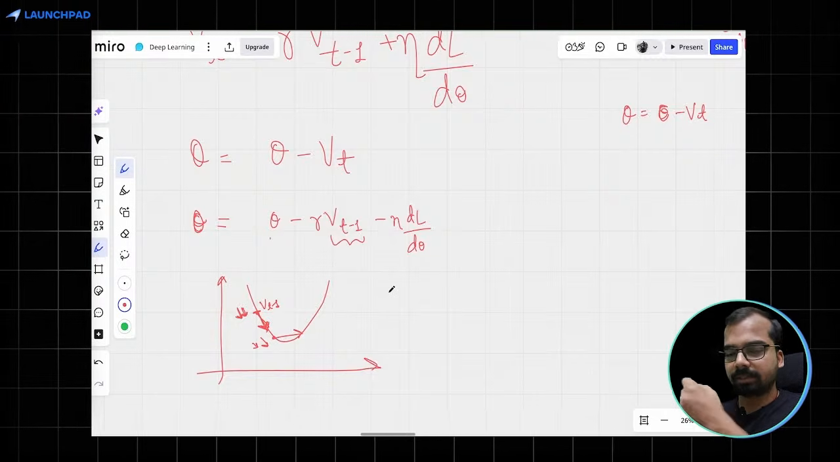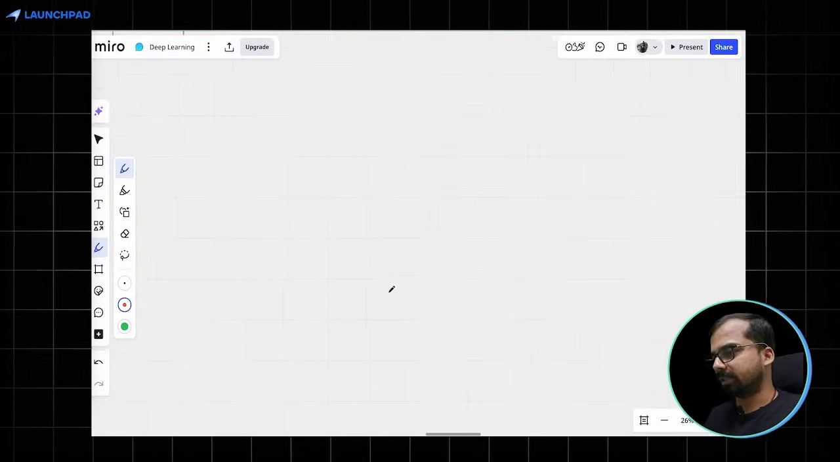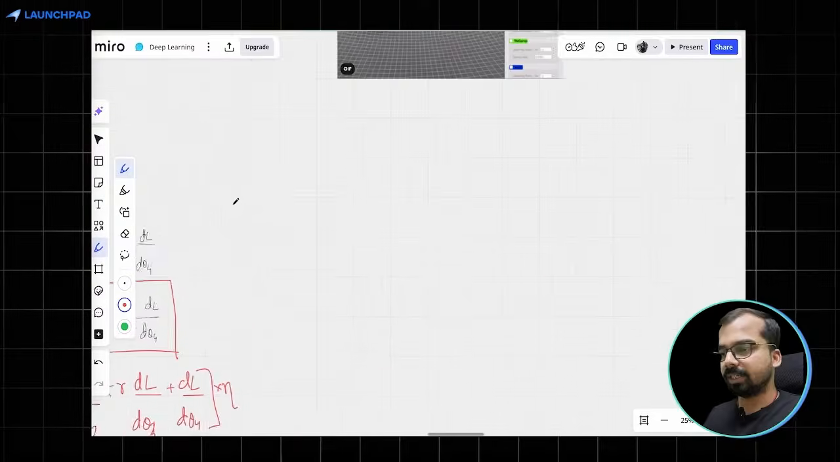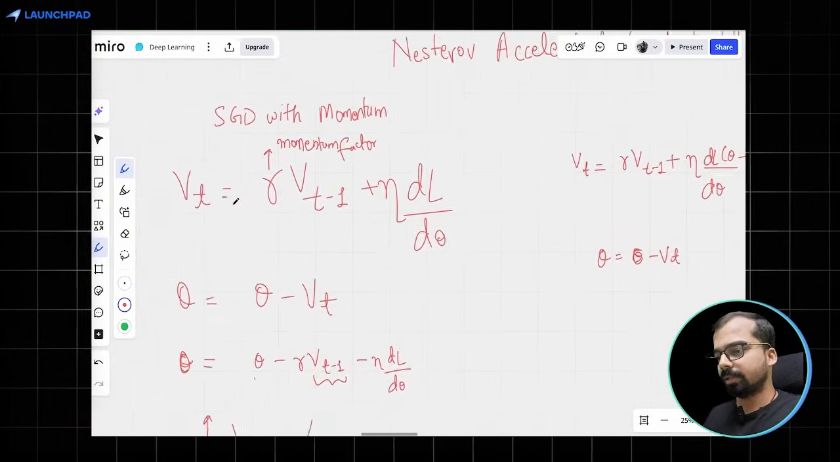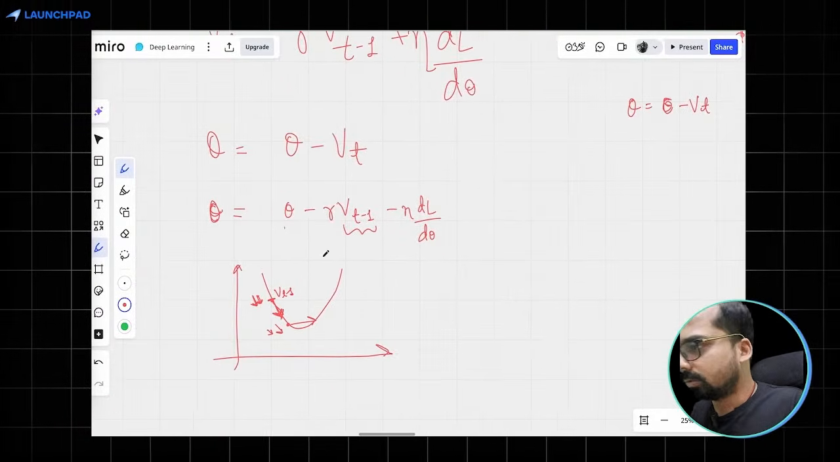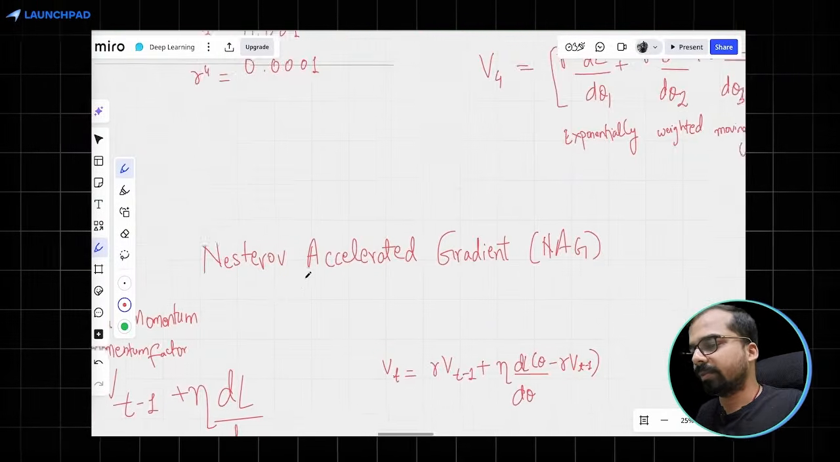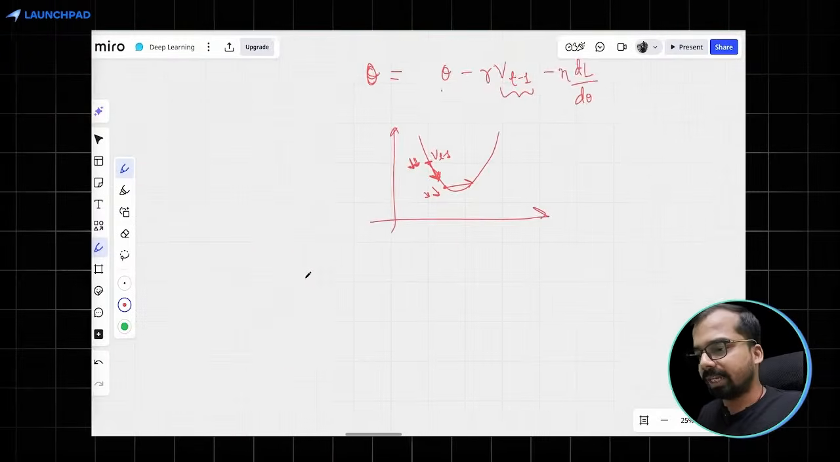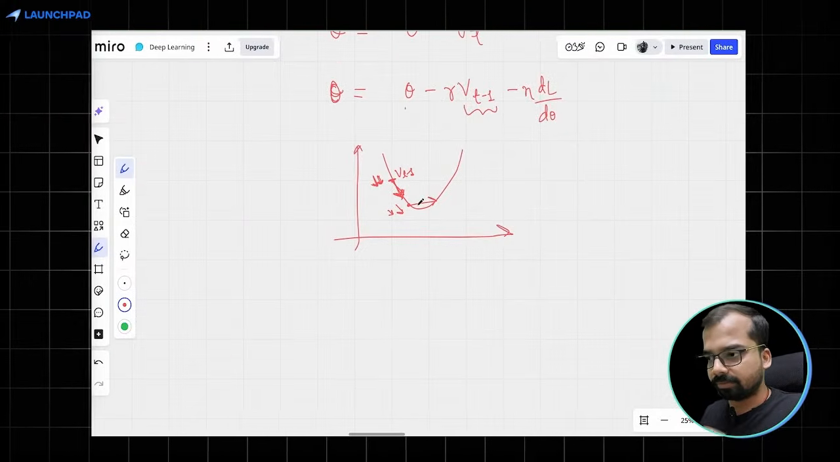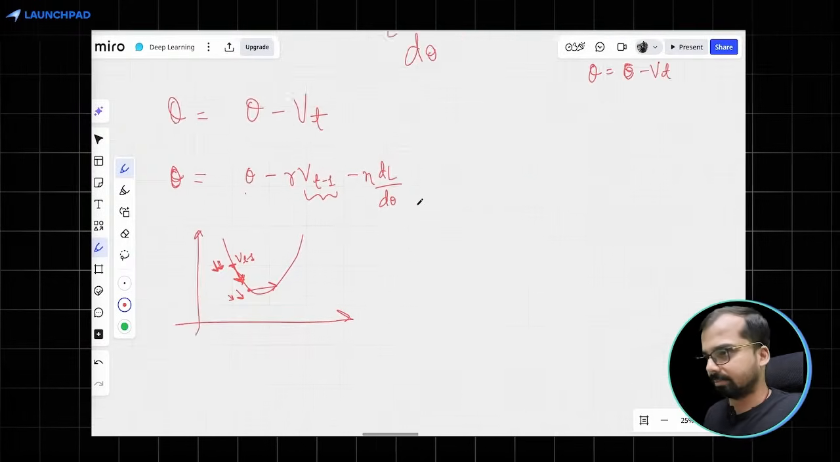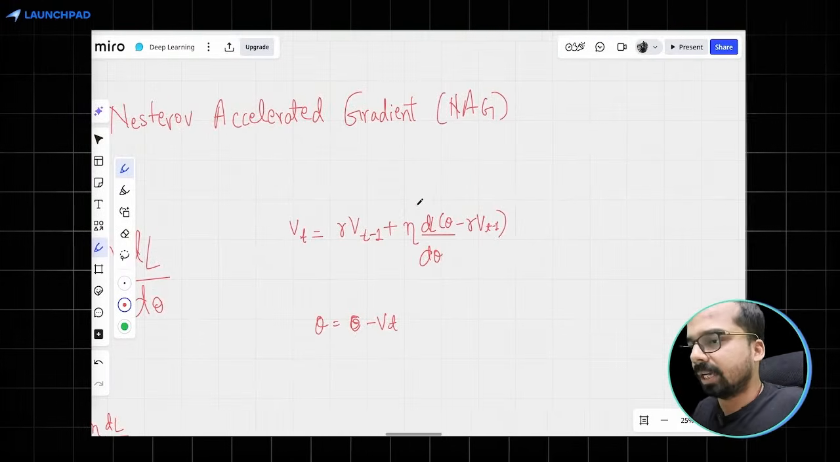If you remember the curve that I showed you, we had the oscillation around minima in momentum, right? So what NAG, or Nesterov accelerated gradient, does is it tries to dampen the effect of these oscillations. There is a dampening factor. So let's come to NAG's formula.